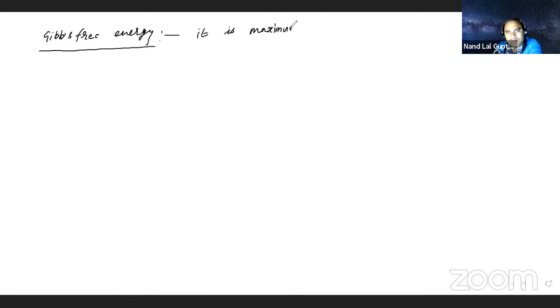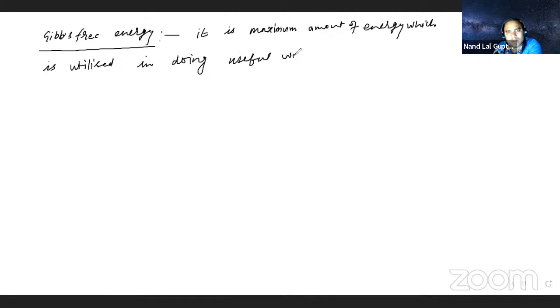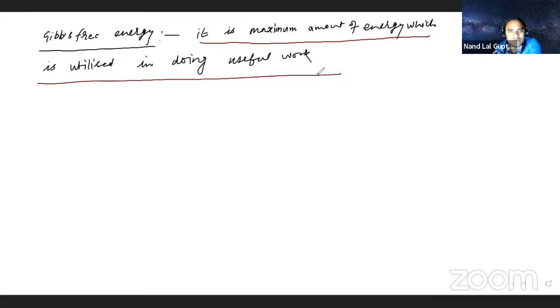It is the maximum amount of energy which is utilized in doing useful work. It is the maximum amount of energy which is used in doing useful work. Can you understand this one? Are you getting this one? Definition: it is the maximum amount of energy which is utilized in doing useful work.